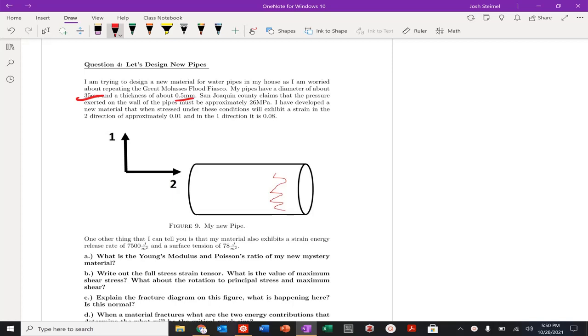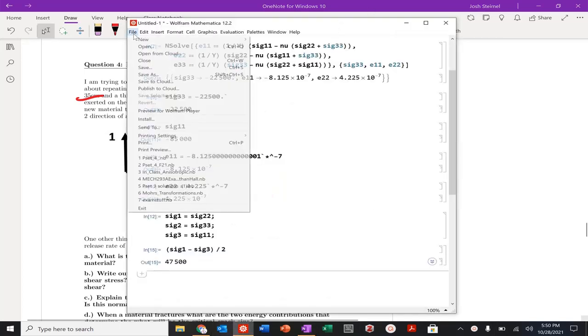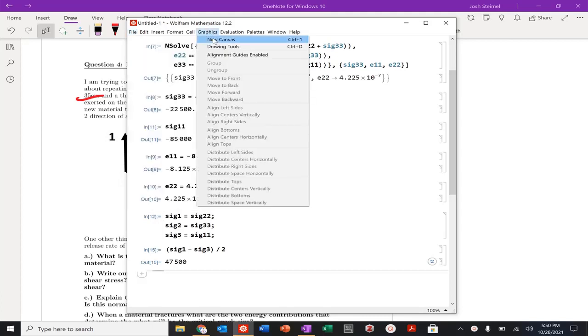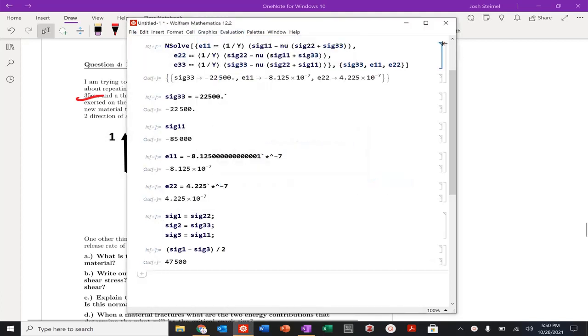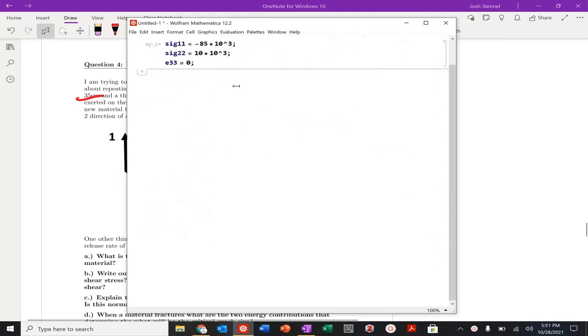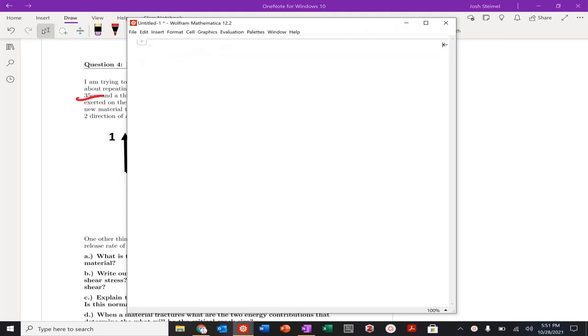Before going further, I'm going to clear everything. So this is important, I'm going to actually quit the whole kernel. I would suggest sending in multiple notebooks in your submission and make sure you clear everything because you don't want any crosstalk. But that's just my opinion.